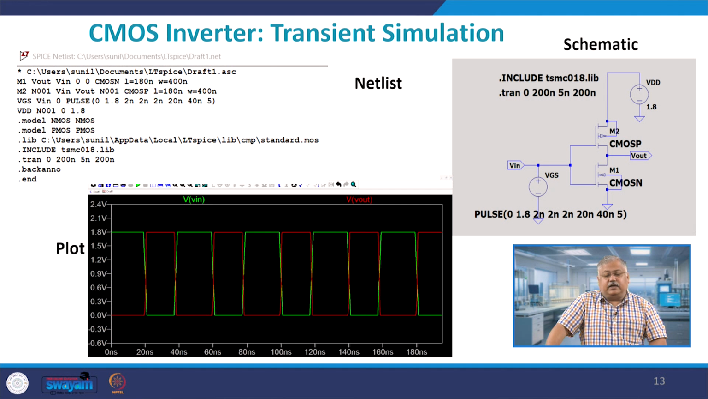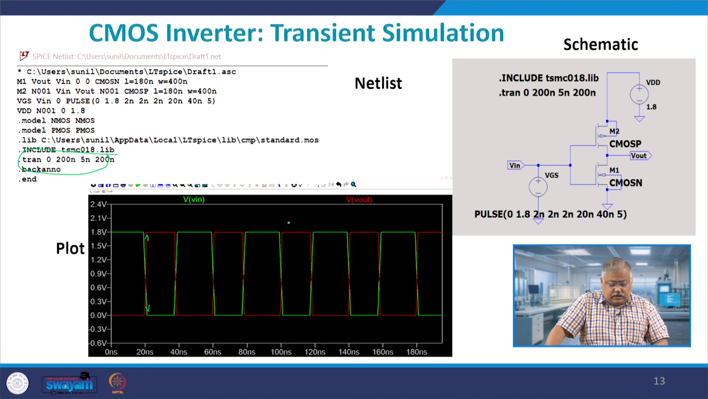Now, let us look at a transient simulation here, and everything else remains the same. The only statement which you see is this statement .tran. So, .tran means that the output file should be a transient file. You do a transient analysis on the network, and what you do, you give an input voltage. The green colored is the input voltage and the red colored is the output voltage. So, when the input voltage goes low, right, the output voltage goes high, and that is what the inverter is doing.